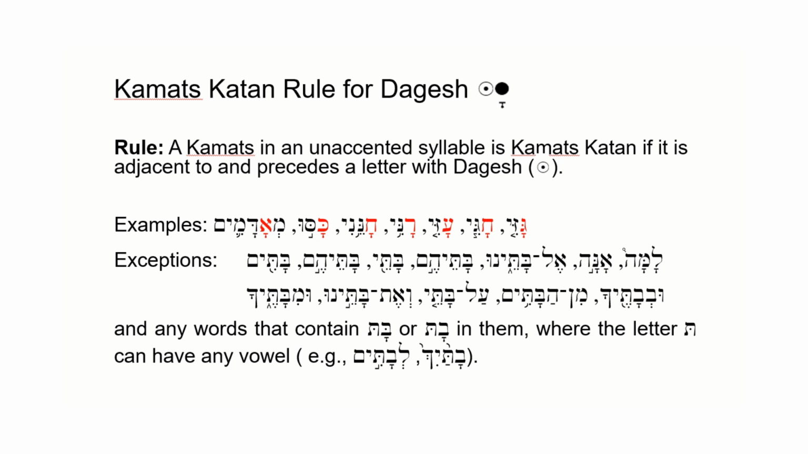Exceptions are listed here as follows, and I'm just going to read a few of them. Lamma, Anna, El Betenu, Betehim, and so on. It also includes any words that contain those syllables: bet with a dagesh, with a Kamatz vowel followed by a letter tav with dagesh, or a vet with a Kamatz followed by the letter tav with dagesh, where the letter tav with dagesh can have any vowel.